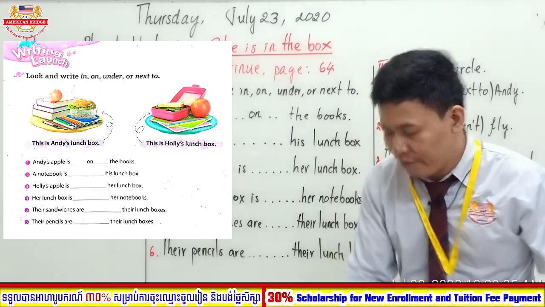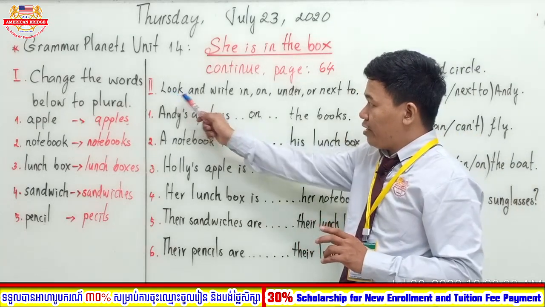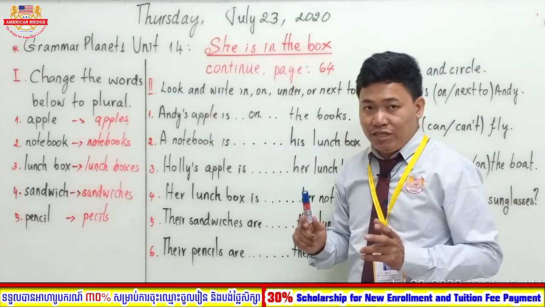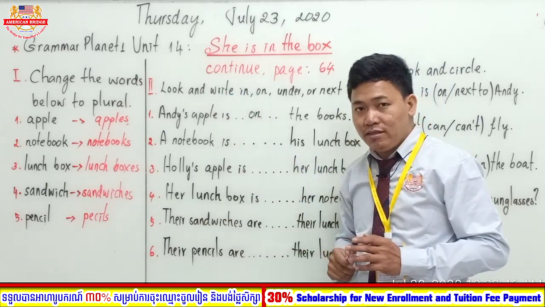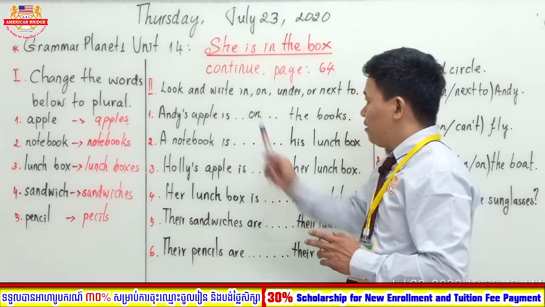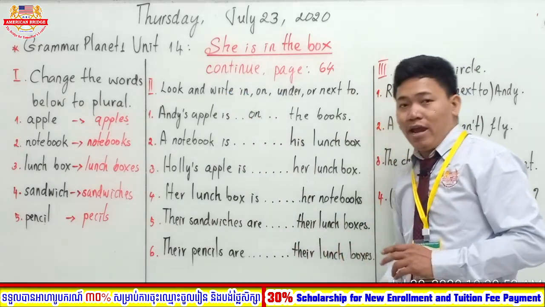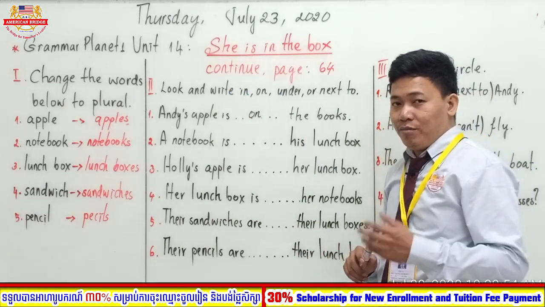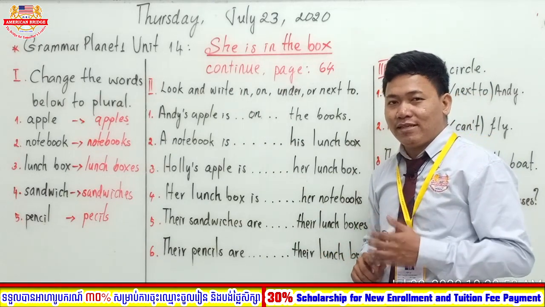But before we start doing our exercise, please read the instruction with me. Look and write means look at the picture, right? And write down the prepositions placed in the blanks. Look and write in, on, under, or next to. Right, everyone? I hope that you are able to do it. Okay, I give you 5 minutes to do this exercise.